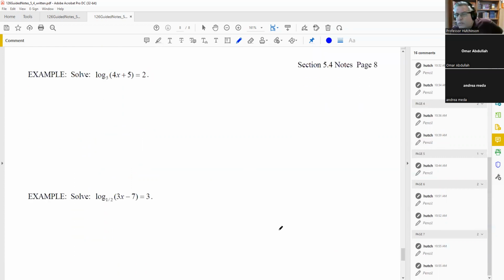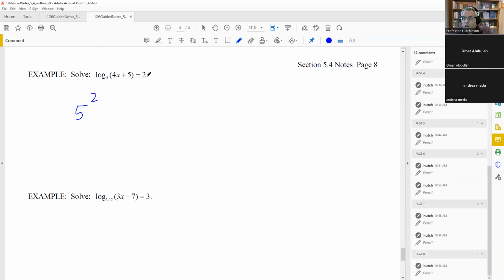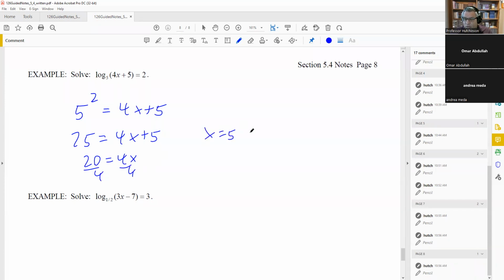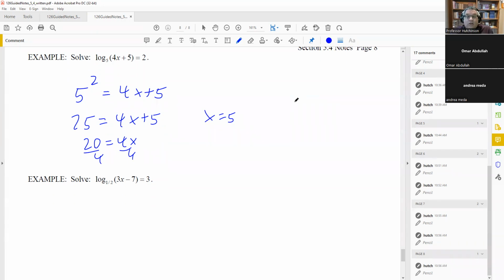Okay, a few more of these that we'll do. Next, you take the base and raise it to the number after the equal sign. 5 squared equals 4x plus 5. Base raised to the number after the equal sign equals whatever you have inside there. That's how you do that. 25 is 4x plus 5. Subtract the 5 from both sides, and you'll get 20. If you divide both sides by 4, we get x is equal to 5. So 5 would be the answer on that one. The key again is just change it to exponential form. If you just do that, then you're set.